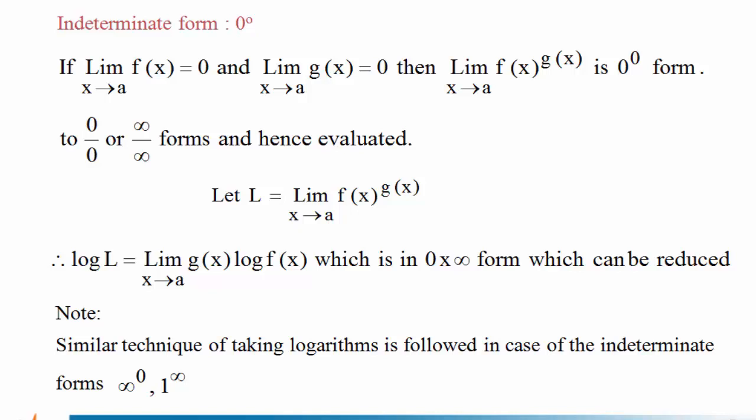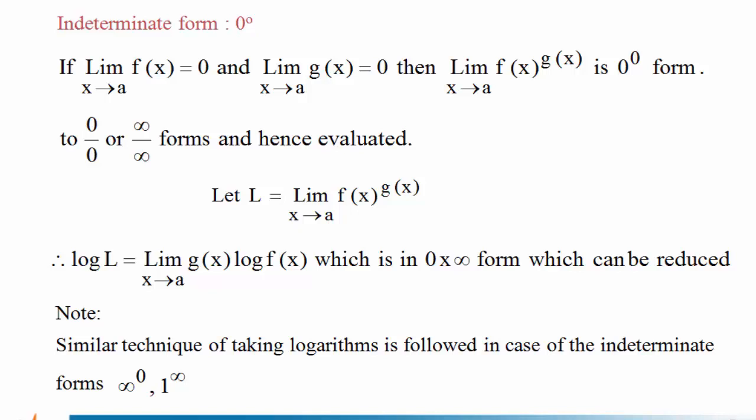The third form, which is the 0 into infinity form, we can also reduce into 0 by 0 or infinity by infinity form. And once we can reduce into 0 by 0 or infinity by infinity form, then we can evaluate by applying L'Hospital rule. We can't apply L'Hospital rule directly to 0 into infinity form or infinity minus infinity form. This is a small revision of the previous topic.